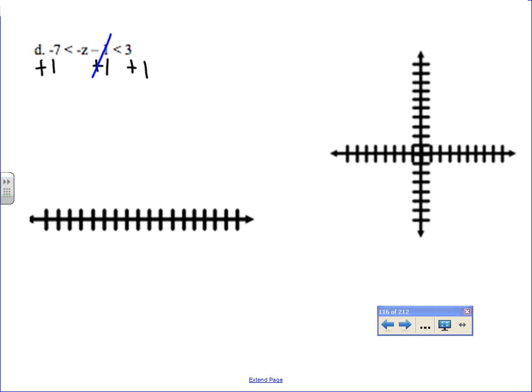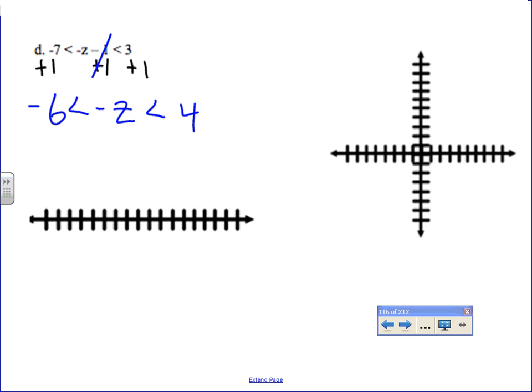We're going to add here, -7 plus 1 is -6. Drop down the inequality sign right here. Drop down your z. Drop down your less than. 3 plus 1 is 4. Is everyone okay with step 1? Okay, now what?